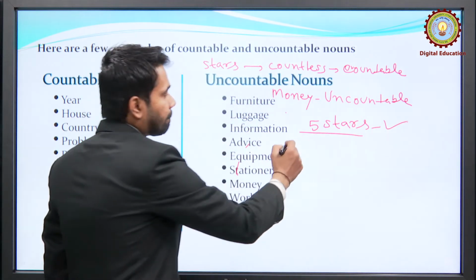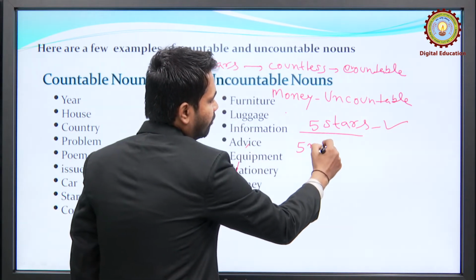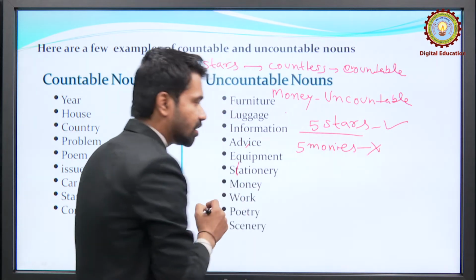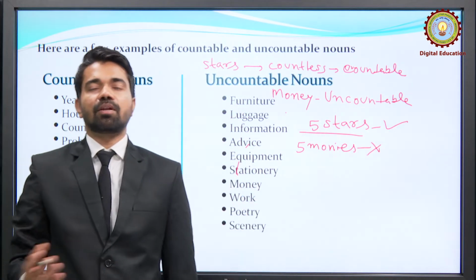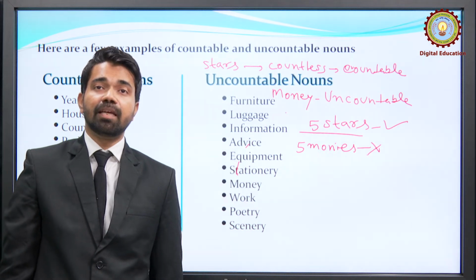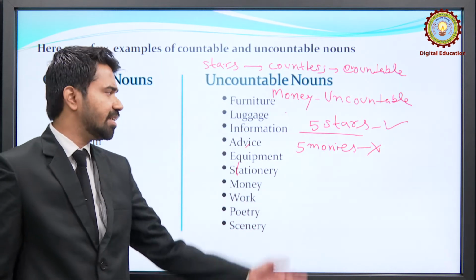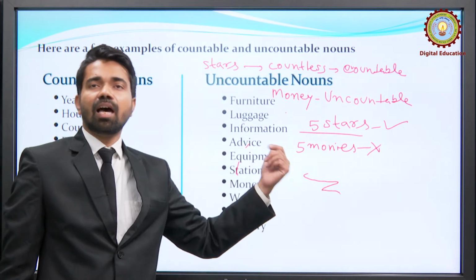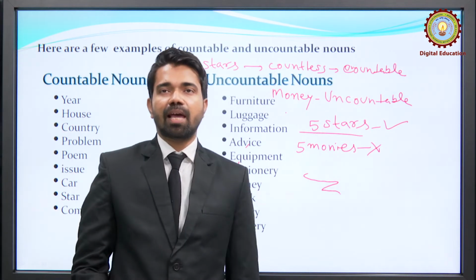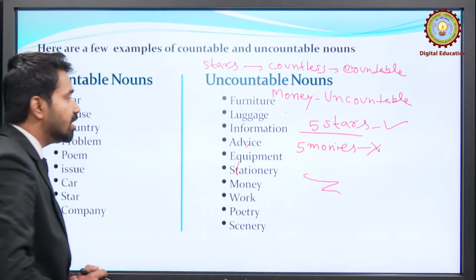But if I say I have 5 monies in my pocket, would you believe it? So, this is a wrong statement. You cannot say 5 monies because the plural of money is money. The plural cannot be made because basically it is treated as an uncountable noun. Here we have some countable and uncountable nouns in our PPTs.